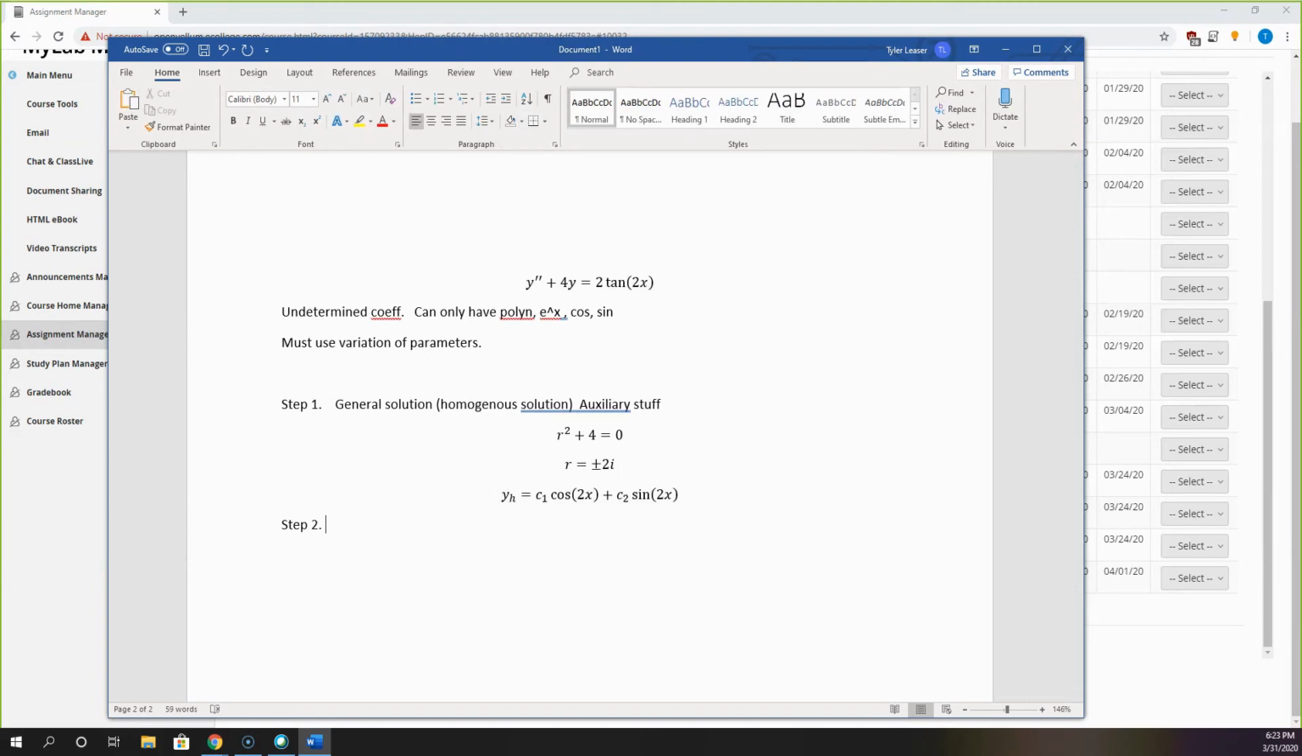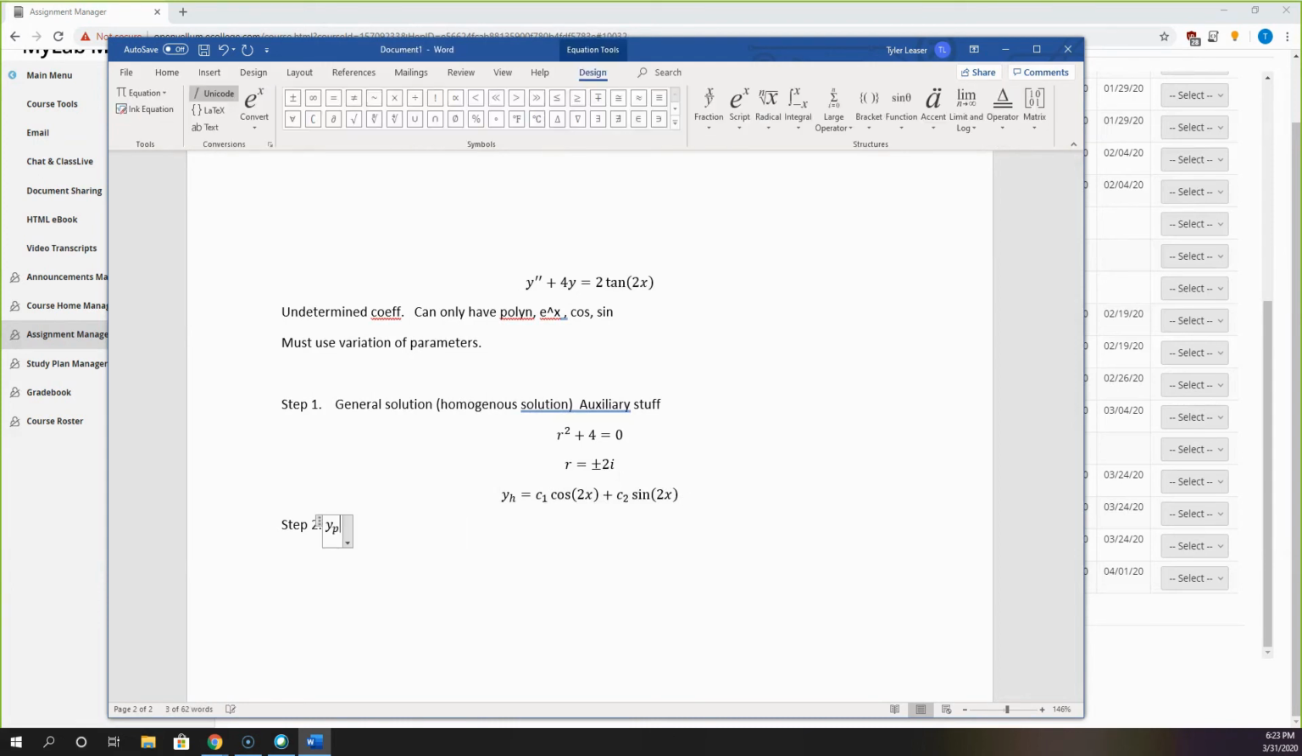All right, so next if we're doing the variation of parameters, the next thing that you want to do is write out your particular form. The particular form is based on the homogeneous form. But instead of constants in front of the cosine and the sine, this is where we want to put those functions of t, and we call them v1 and v2. So this is v1 of t, and that's going to be on the cosine 2x, and then plus another function, v2 of t, that we're going to put on the sine 2x.